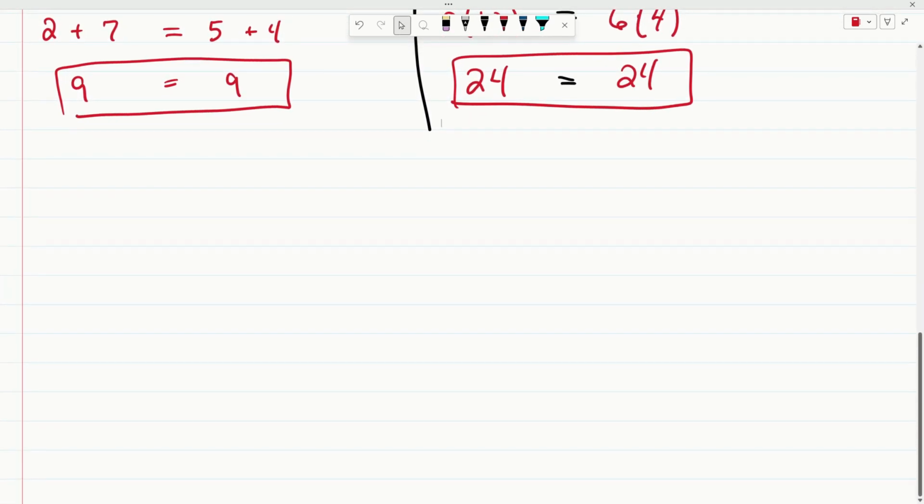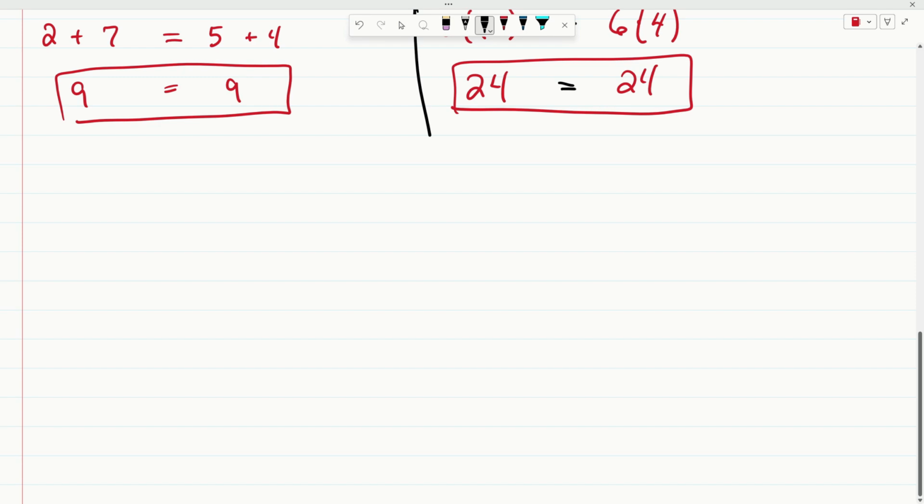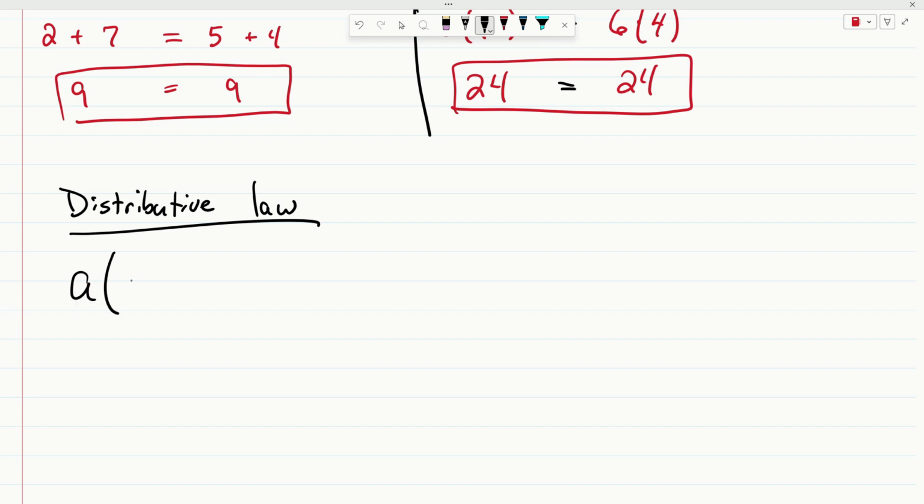And then the last law that we have actually relates multiplication and addition, which is our distributive law. The distributive law says if you have a number outside of a group, and within that group you have multiple terms, like b plus c, you can distribute that letter a to every single term inside of the parentheses.